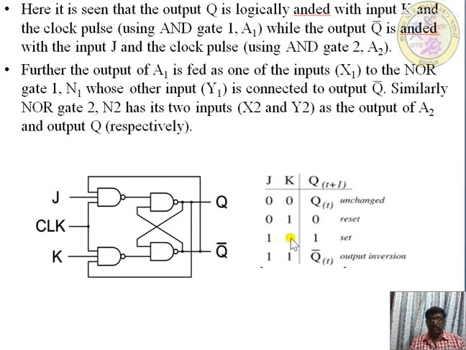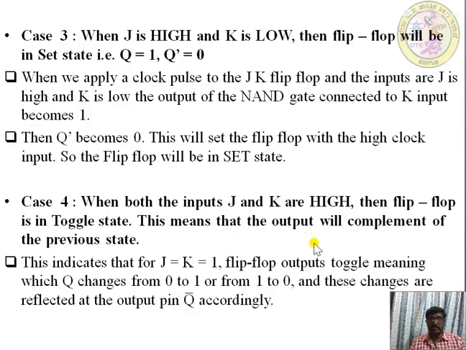So J is equal to 1 means obviously the output Q is equal to 1, that is in a set state. When both the inputs J and K are high, the flip flop is in the toggle state. This means that the output will be the complement of the previous state. So this indicates that for J is equal to 1, K is equal to 1, the flip flop output toggles, meaning Q changes from 0 to 1 or from 1 to 0, and these changes are reflected at the output pin Q bar accordingly.